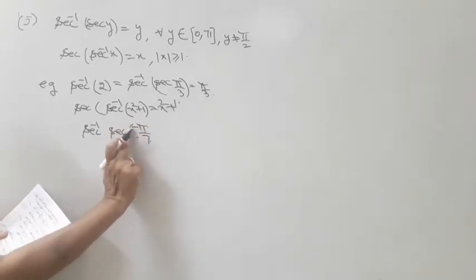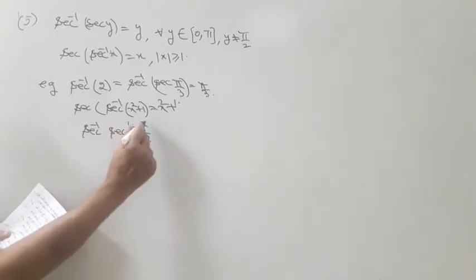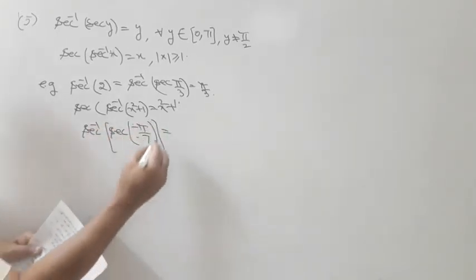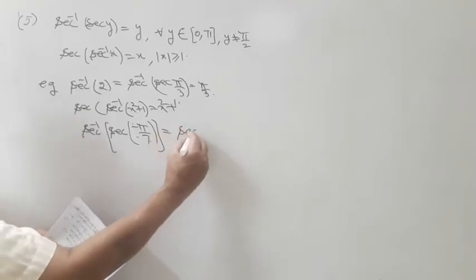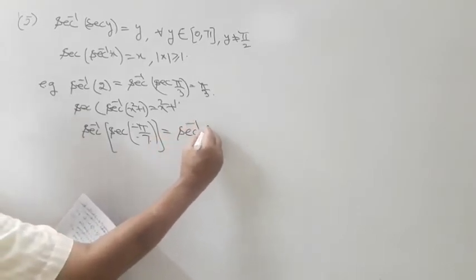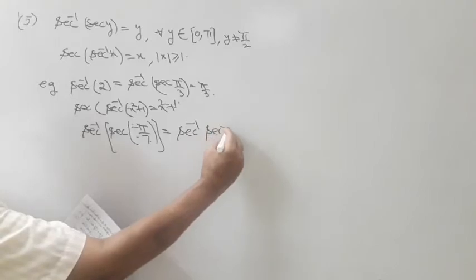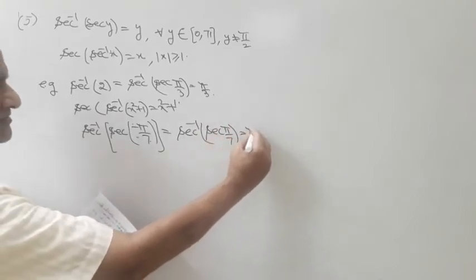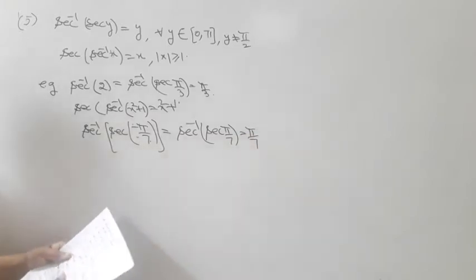Then we have secant inverse of secant minus pi by 7. Look, secant of secant inverse minus pi by 7 is equal to secant inverse of secant pi by 7, because cos of minus is cos. The value is pi by 7.